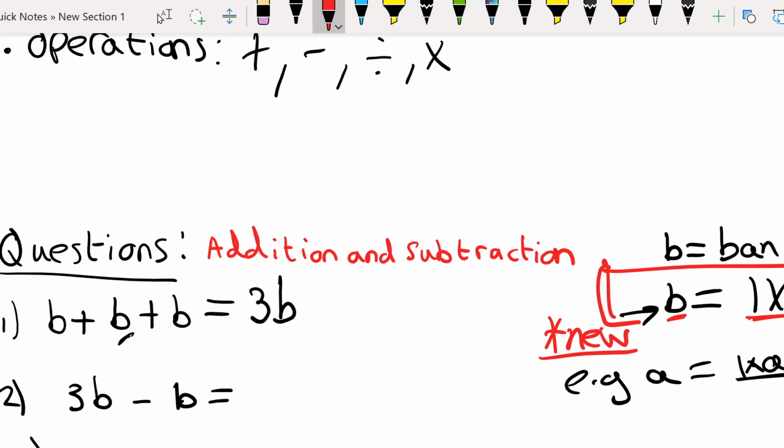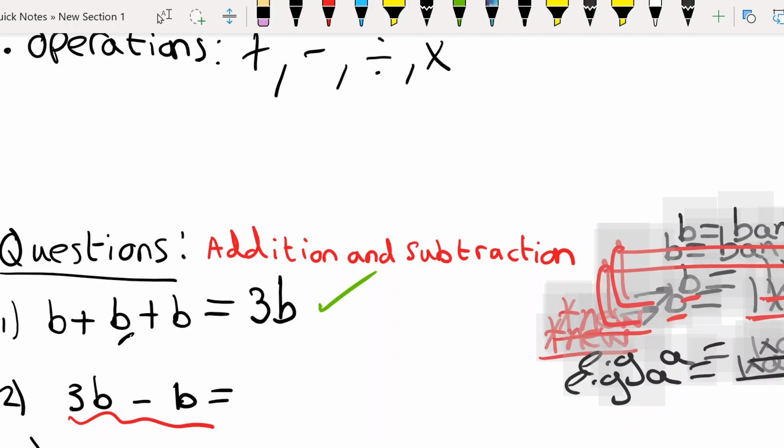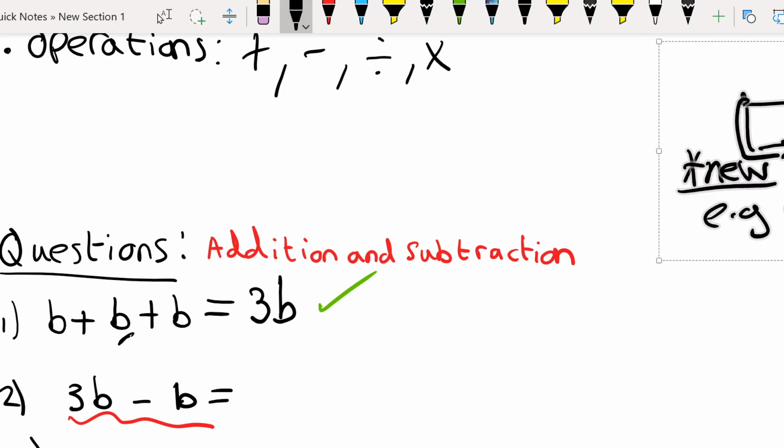So this is our next question. We've already done this one, and we're on our next question. I've got 3b minus b. I'm just going to move this up so it's not in the way. So 3b minus b. Remember, like I said, b is the same as 1b. I've got a banana or I've got 1 banana, it's the same thing. It's just shorthand, it saves time.